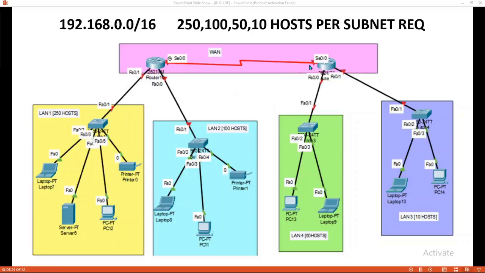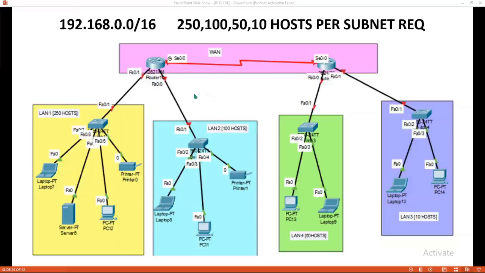You are having branch 1 and branch 2, and inside you will have two floors, LAN 1 and LAN 2. Likewise, in branch 2 also you are having two floors. So for the first LAN, you will have around 250 hosts, for consideration. For the second LAN, they are asking 100 hosts. In branch 2, for the first LAN, there are 50 hosts, and the next one 10 hosts. Okay, so here you can find 1, 2, 3 and 4 subnets are allocated for the LANs.